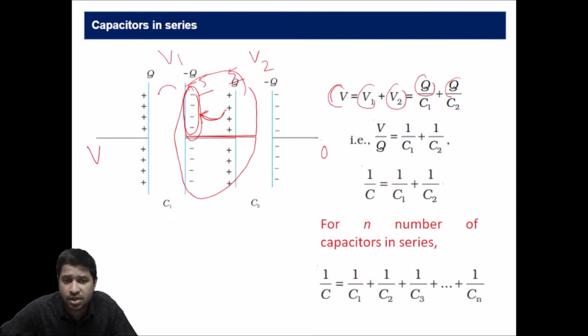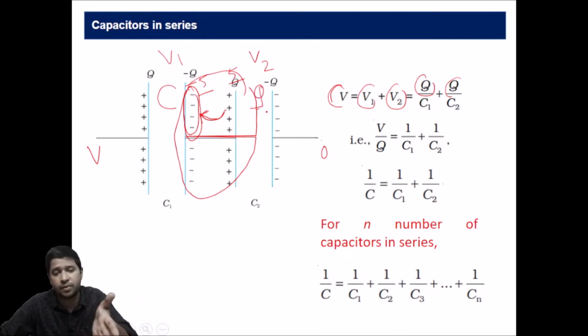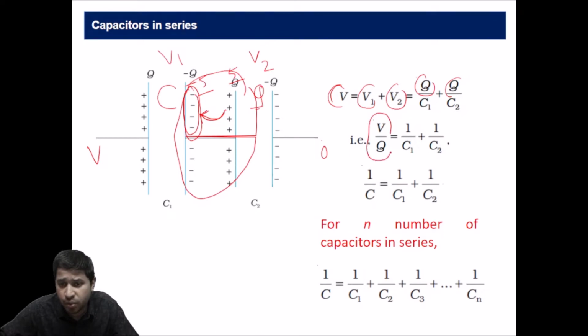If this is the charge Q on this plate, the same charge will also be present as Q on the other plate, or for that matter, whatever is the number of capacitors which are connected in series. Now, if we take the Q to the other side, it will look like V by Q is equal to 1 by C1 plus 1 by C2. This V by Q, we can imagine to be one effective capacitor. It's like instead of these two, we are just drawing one capacitor, where V is the total potential difference across it, and Q is the charge.